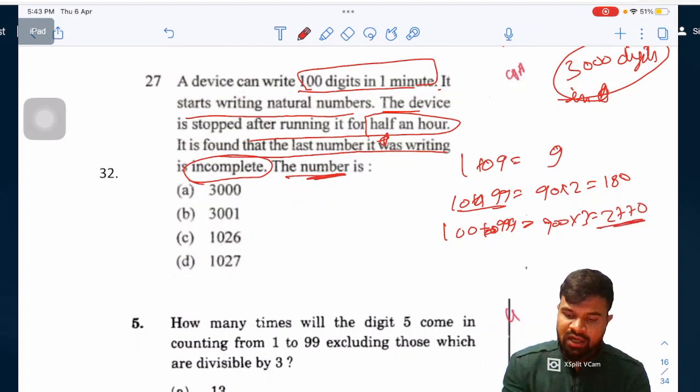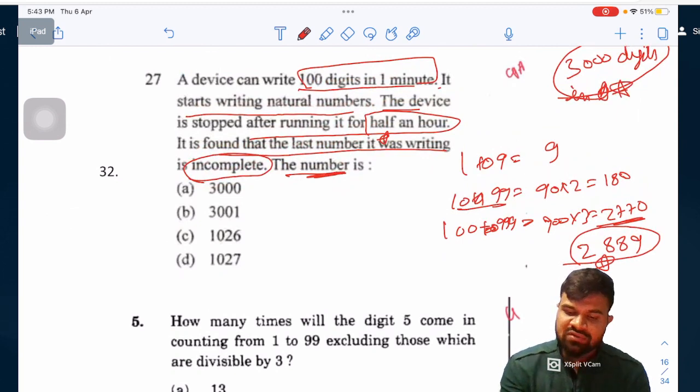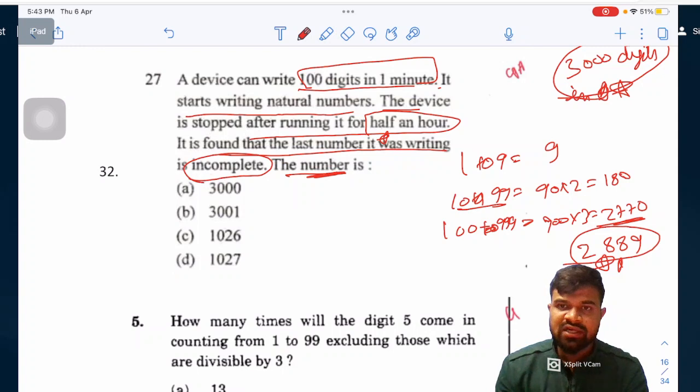Now when you add these numbers, you will find that this is 2889. So in total we have 3000 digits, and we have already reached 2889.